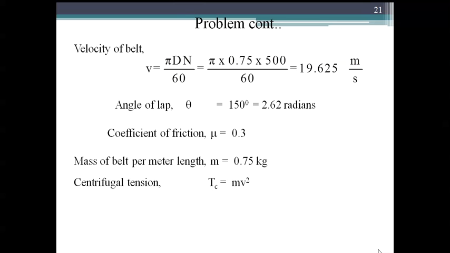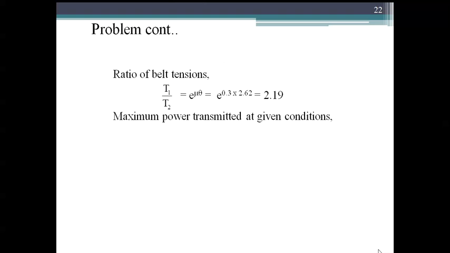So that's why we need to consider the centrifugal tension. Tc is equal to mv square. Here mass is given, so that is 0.75 into velocity of the belt, 19.625, squared. So from that we got the Tc value as 288.85 newtons. After finding the Tc, ratio of belt tensions T1 by T2 equal to e power mu theta, which is equal to e power 0.3 into 2.62. So that is equal to 2.19, the ratio of belt tensions.